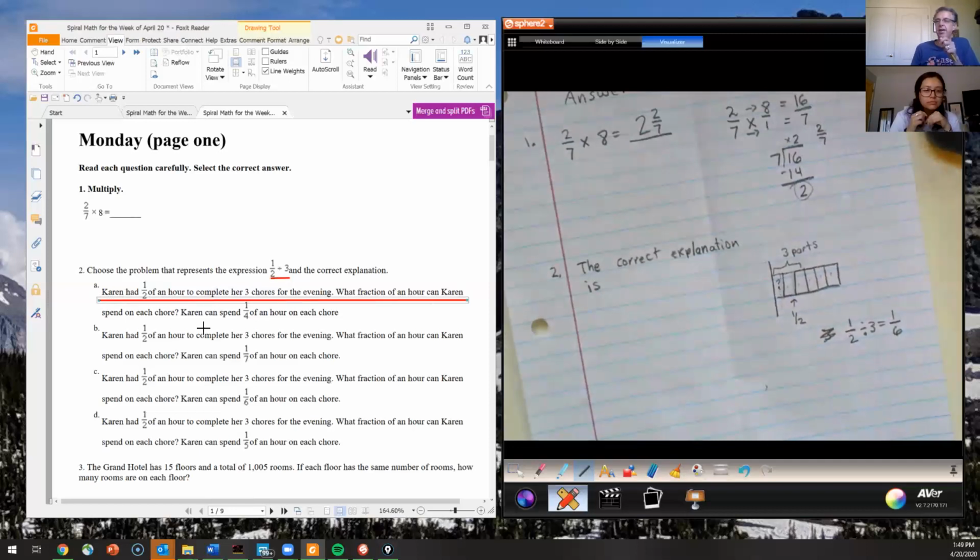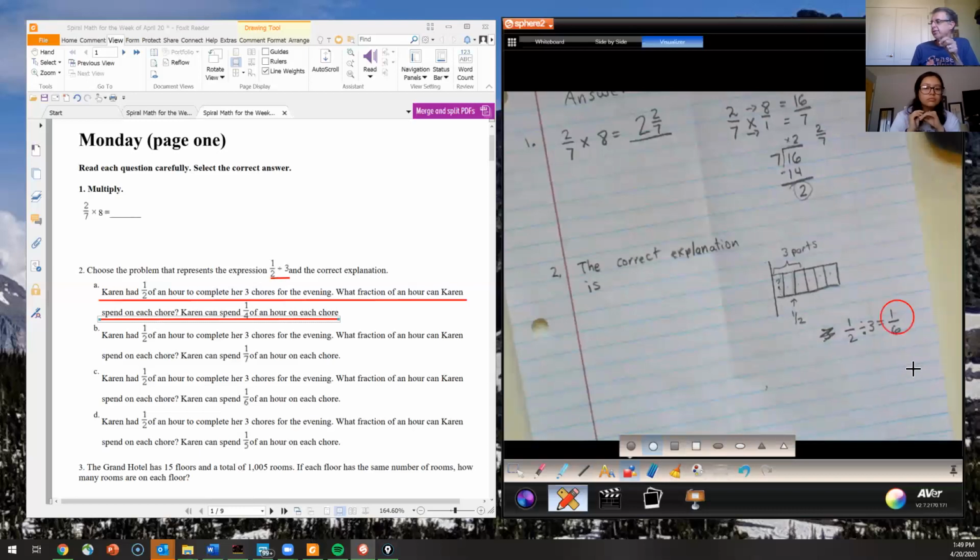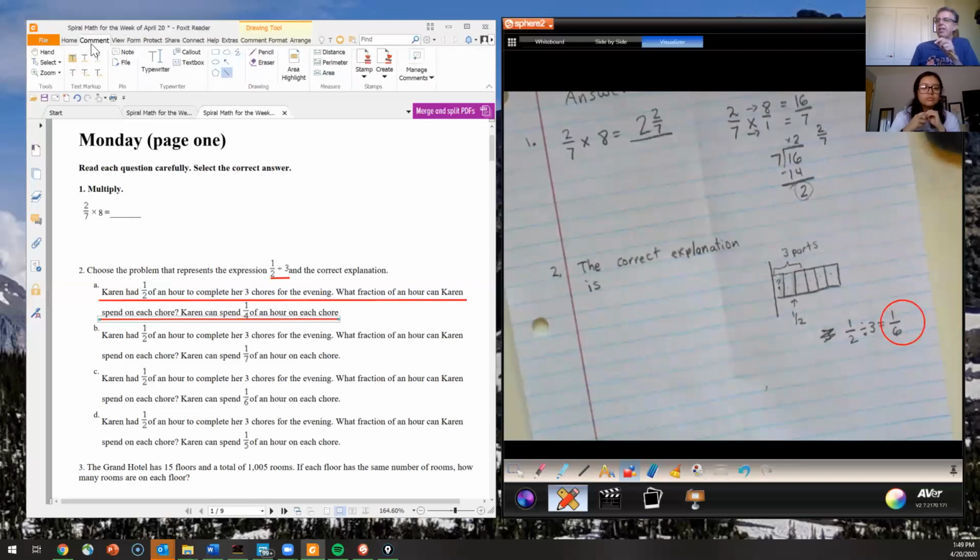What fraction of an hour can Karen spend on each chore? Karen can spend 1/4 of an hour on each chore. Well, boys and girls, I look at that on the left and I realize that what I figured out was that 1/2 divided by 3 equals 1/6. So I know right now that the first answer is not going to work for me. So I'm going to move on and try that again.